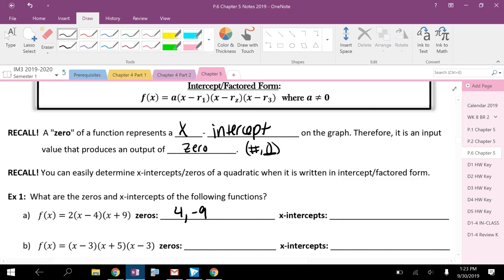They're just written differently. So this would be 4, 0 and -9, 0. So if I asked you for the zeros, you wouldn't have to put it in ordered pairs. If I asked you for the intercepts, you would. That's the only difference. Let's do it again.